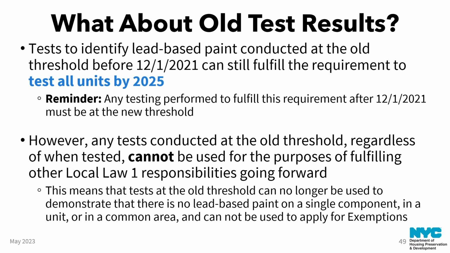So the short way of explaining this is that old test results prior to the passage of this new threshold can't be used going forward, except for showing that you tested all units by 2025 as required by the testing law. So in that case, you will get credit for having arranged the testing, but you won't actually be able to use the test results for anything going forward.